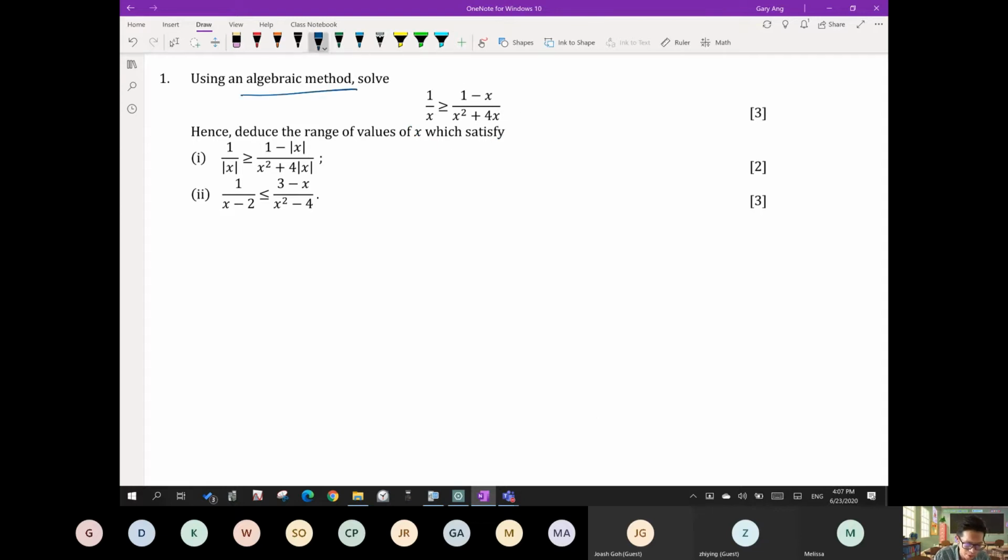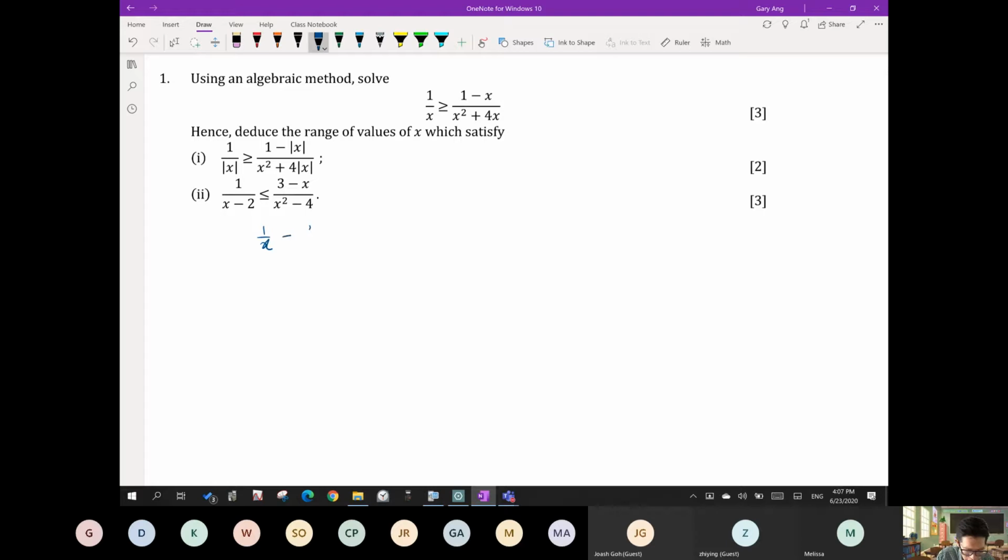Anyways, our job is to solve this. Now the question says use algebraic method. You know what that means? Do not use a GC. Pretty obvious, right? Then there's a hence and then and so on and so forth. So we have to use this answer. Of course, we have to get this answer correct first, because if we get this answer wrong, then everything else will be affected, and I would say very badly affected.